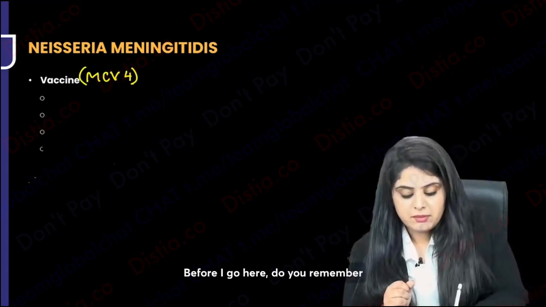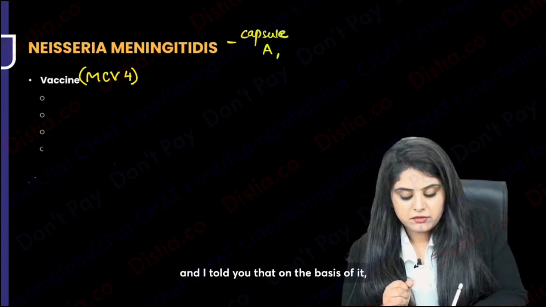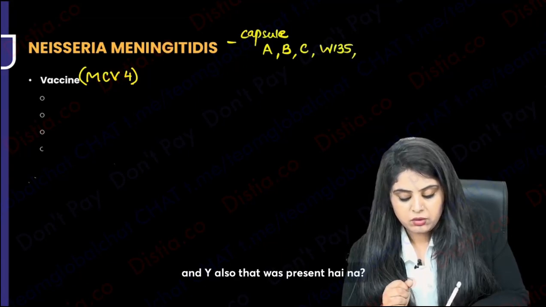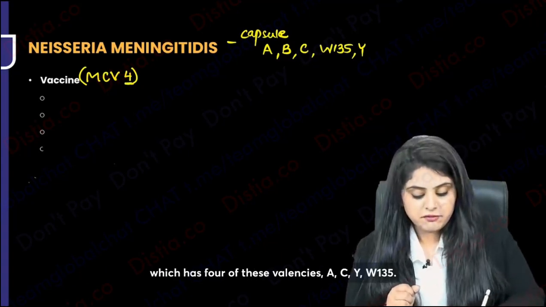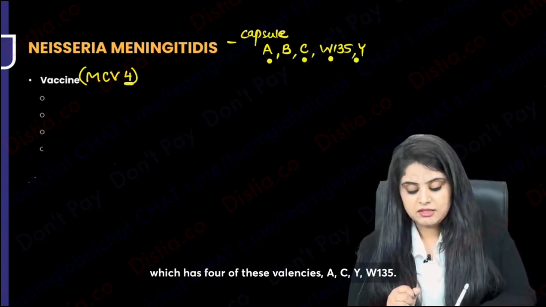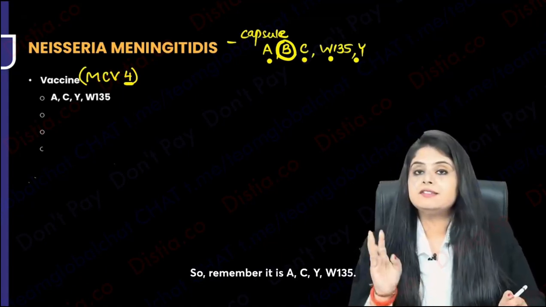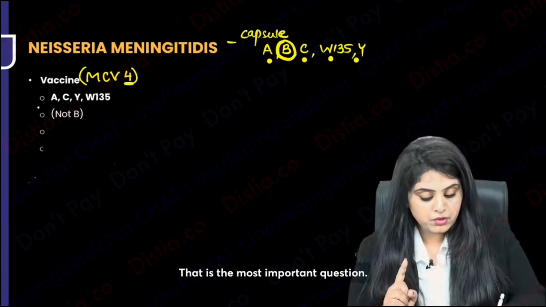Before I go here, do you remember it had a capsular polysaccharide? And I told you that on the basis of it, it has A, B, C, W135 and Y also present. Right? Now I have a vaccine which has 4 of these valencies: ACYW135. Basically, B is not there. That is what you have to know. So remember, it is ACYW135. B is not there. That is the most important question.